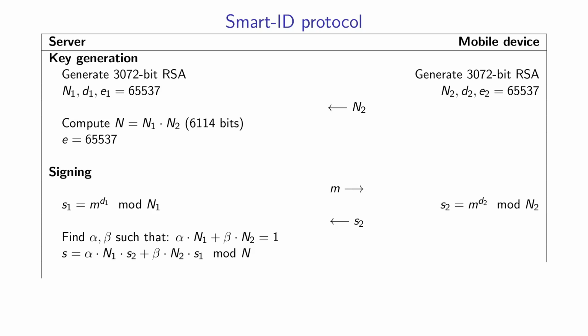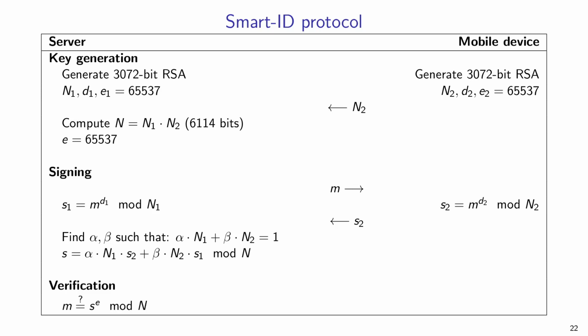Then the composite signature value is computed by multiplying alpha times n1 times s2 plus beta times n2 times s1 modulo the common public key modulus n. As you see, the integers alpha and beta do not depend on the signature value, so they could have already been pre-calculated in the key generation process. The verification of the composite signature is straightforward. The standard RSA signature verification algorithm is applied using the common Smart ID public key modulus n and the public exponent e.